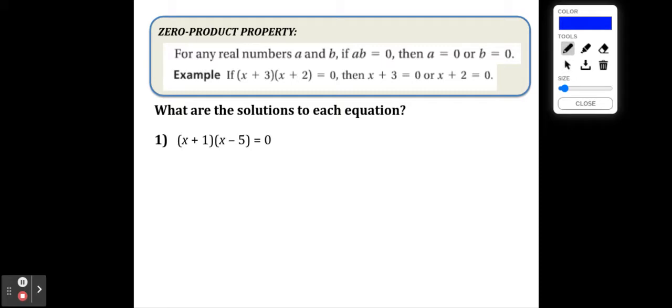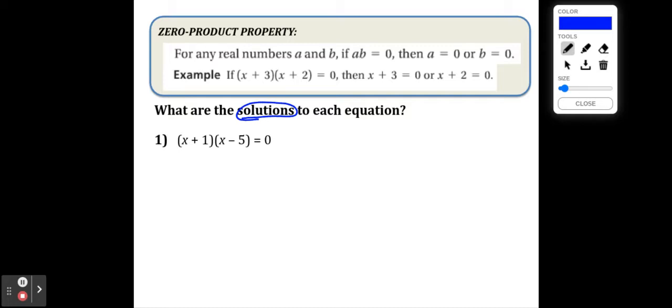So here in example number 1, I'm giving you an equation. I'm saying that the product of x plus 1 and x minus 5 is equal to 0. And I want you to come up with the solutions to this equation. Well, you could plug numbers in for x and guess and check, or you could just solve the equation using the zero product property. And that's what I want to show you how to do.